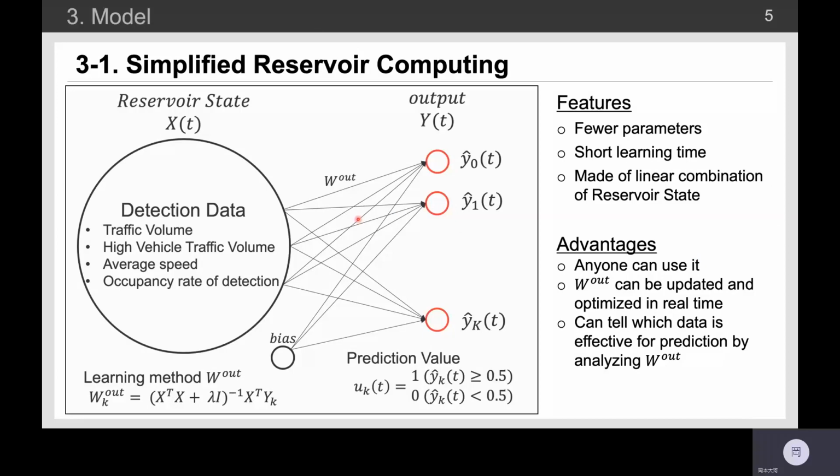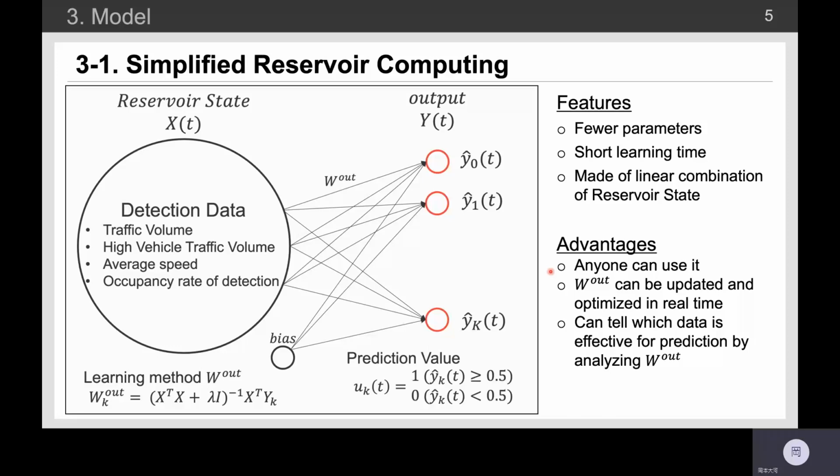This slide shows an overview of the model. In our model, we do not consider the input, but define the time series directly observed from the physical system as a reservoir state. Specifically, using these 4 data acquired from the traffic detectors on our expressway, we use 100 detectors. The features and advantages of this model are as follows. In particular, the short running time is a key feature.